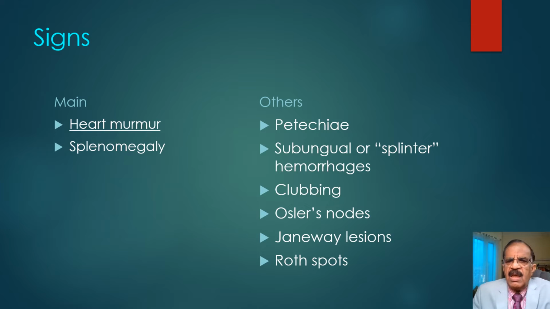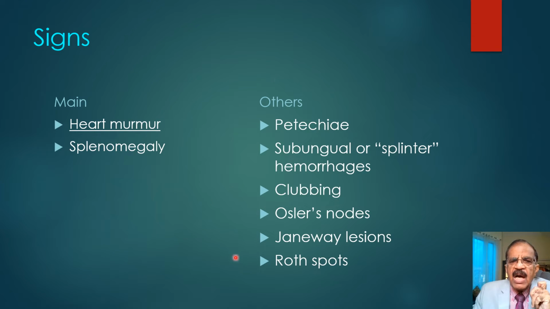Petechiae, small punctate hemorrhages present in various parts of the body. Then subungual or splinter hemorrhages. These are small hemorrhages under the nail. Clubbing may be present and Osler's nodes may be present. I'm going to show you what these are. Janeway lesions may be present and Roth spots may be present.